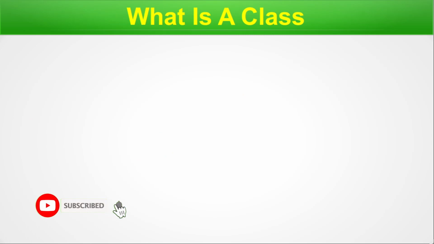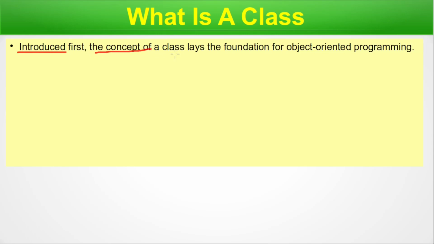Now, straight away we are coming to the definition of class. What is a class? Before popping up any point, let me say the word class came from classification, and classification means we are categorizing some of them, whichever it may be, people or animals, with a similar kind of property, and from there the word class is coined. So what is a class? Introduced first, the concept of a class lays the foundation for object-oriented programming. So it is the foundation, the class or the classification, right?